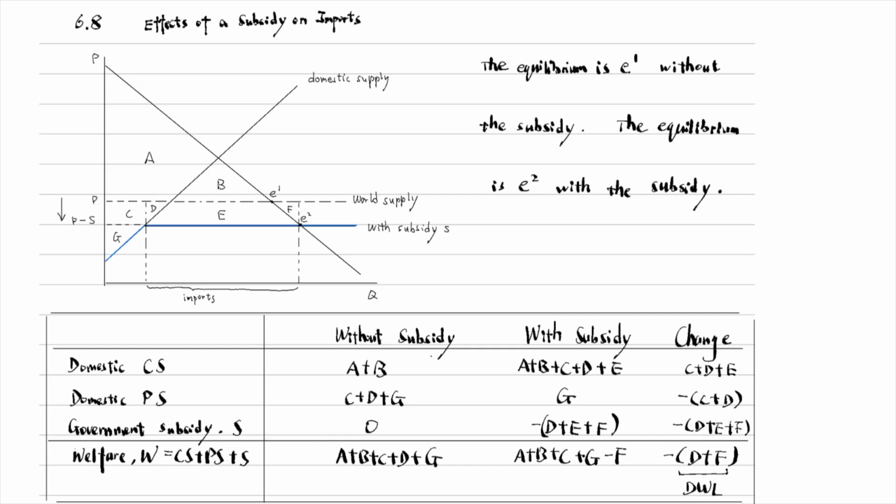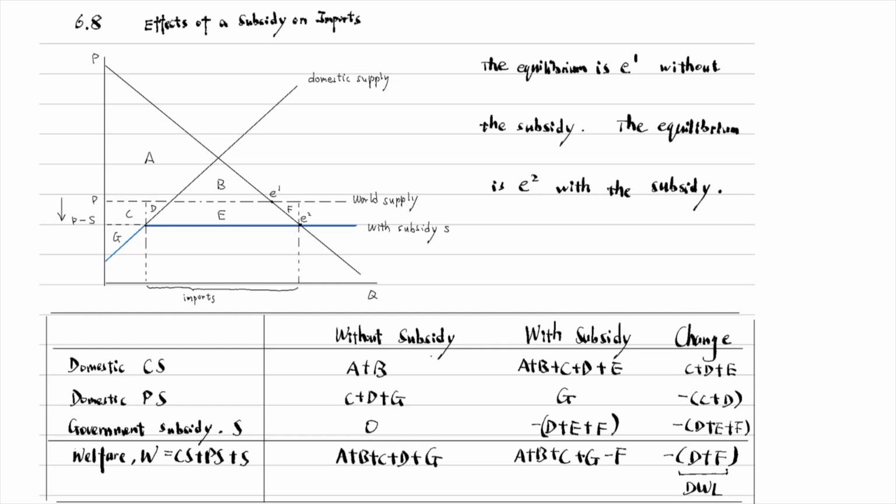The domestic producers lose because the domestic producer surplus falls by the area of C plus D. The government pays the subsidy equal to the subsidy per unit times the quantity of imports. It is the area of D plus E plus F. The government subsidy is a negative component of the social welfare.